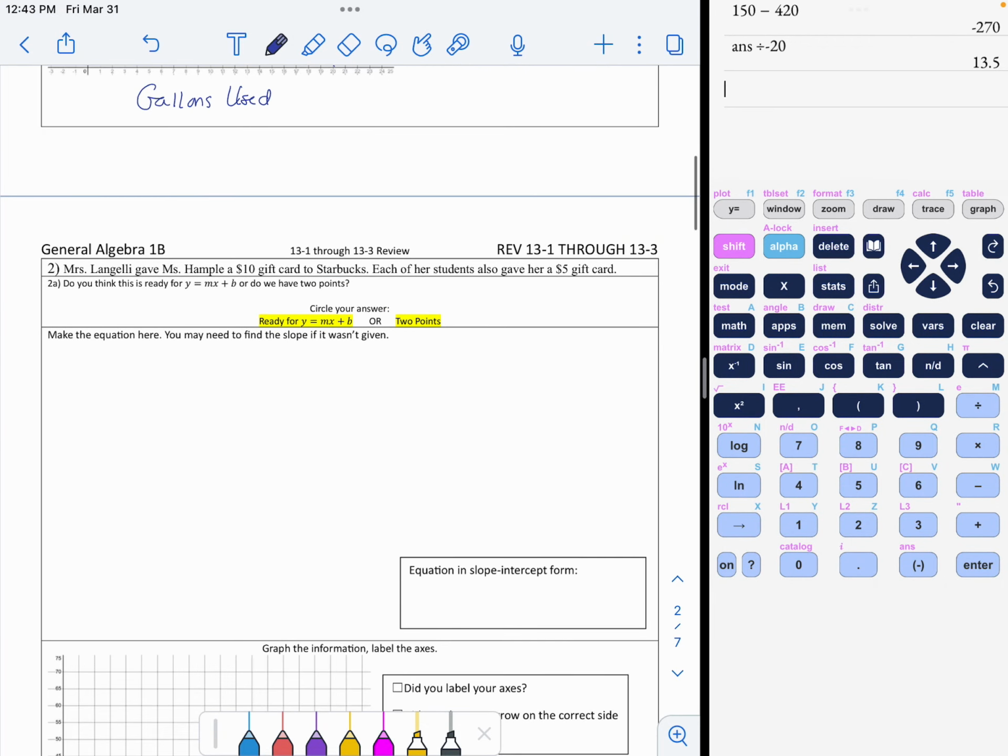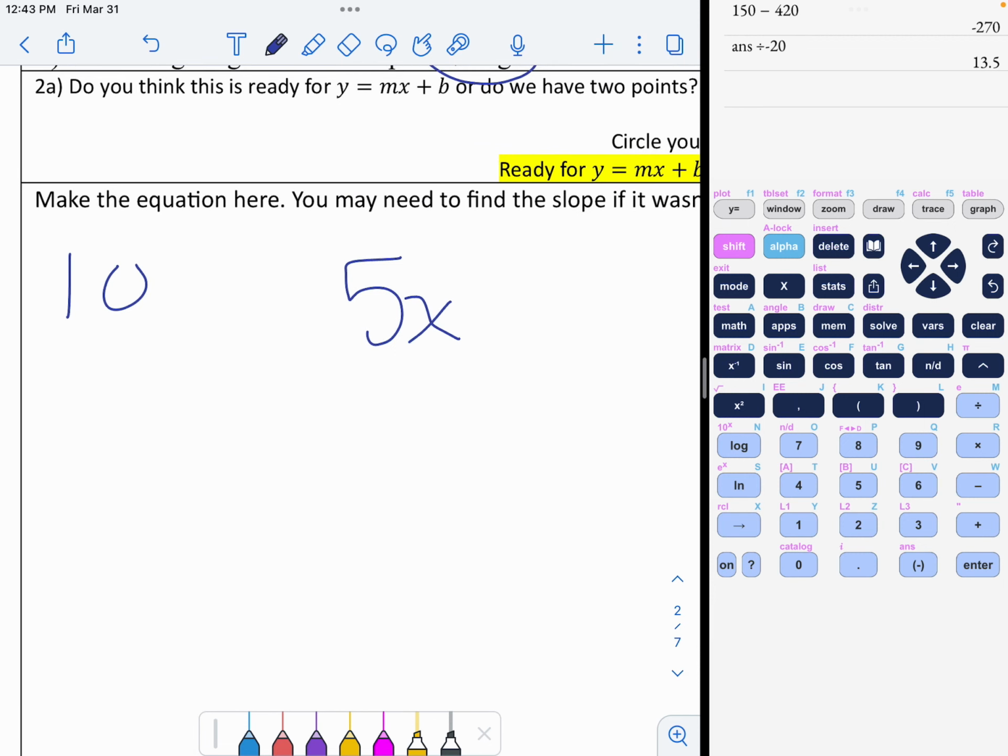Mrs. Langelli gave Miss Hampel a $10 gift card to Starbucks. Each of her students also gave her $5. That's just two numbers. I just have a 10 and a 5. So which one is associated with the word each? Well, that's the 5. Okay, so it was $5 each student.